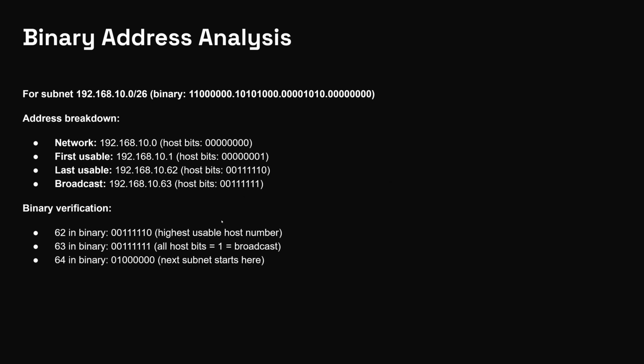So the binary verification for this would be 62 in binary, which is the highest usable host number; 63 in binary, which is all host bits equal to 1, which would be the broadcast; and then 64 in binary, which is where the next subnet starts. Take a look at those binaries and let's see what it means. You'll see that the 62 in binary is the highest usable host number because that's right before that last bit. If you add that one bit, it becomes your last one, because you already used 2 bits for the subnet portion.